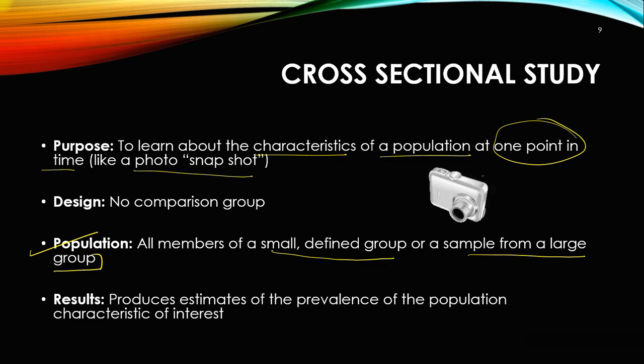That's why in a cross sectional study, we are only concerned with one sample of a group from the large population, and we are concerned with their characteristics at one particular time. The results of the cross sectional study produce estimates of the prevalence of the population characteristic of interest. So what is the prevalence? First of all, we have to define what our interest is, why we are carrying out this particular study. Once we can answer this question, then we can find out the prevalence of that particular point of interest in the sample which we have selected.